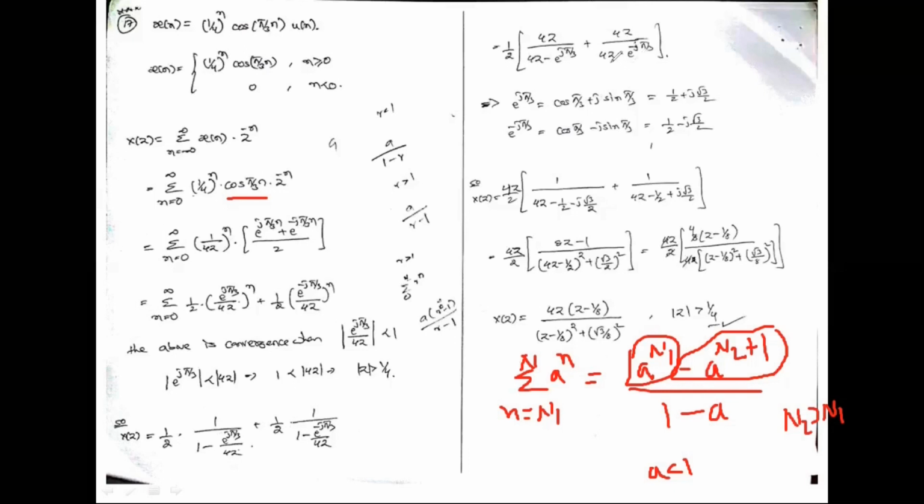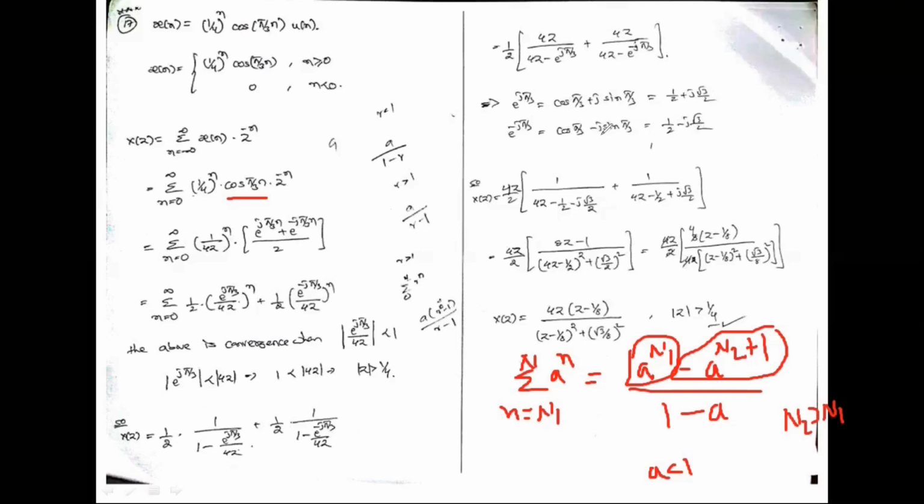Now you can find what is the value of e power j pi by 3. E power jx is cos x plus j sin x. So cos pi by 3 plus j sin pi by 3. Cos pi by 3 is 1 by 2 plus j root 3 by 2. Got it, my students? Pi by 3 is 60 degrees: cos 60 is 1 by 2, sin 60 is root 3 by 2. And e power minus j pi by 3 is 1 by 2 minus j root 3 by 2.